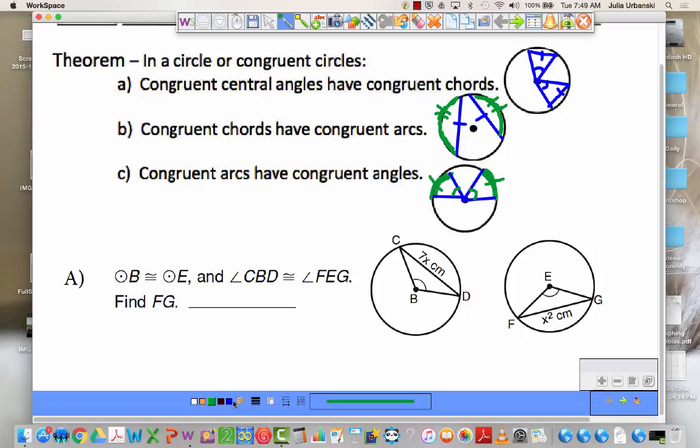So, how is this used? Look at example A here. They tell us that circle B is congruent to circle E, and they marked for us that angle CBD is congruent to angle FEG. So we know that everything within that angle will find another part that's congruent to it. This chord, CD, is congruent to what chord on the other one? FG. This arc, CD, is congruent to what arc? FG, okay? Everything within the circles is congruent. But the ones that matter are the ones where there are markings.